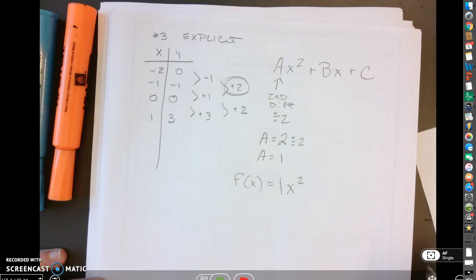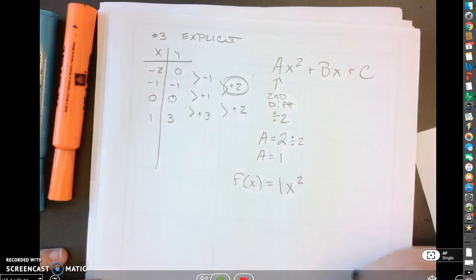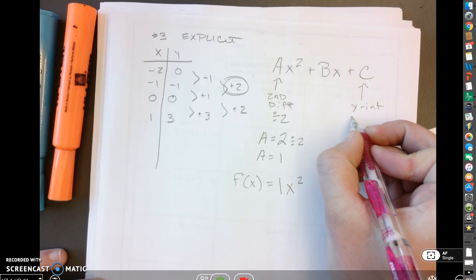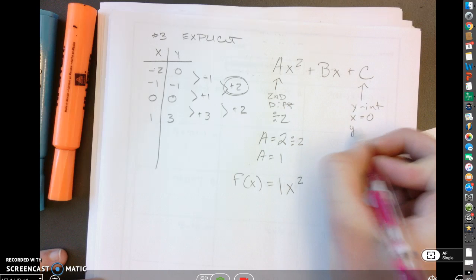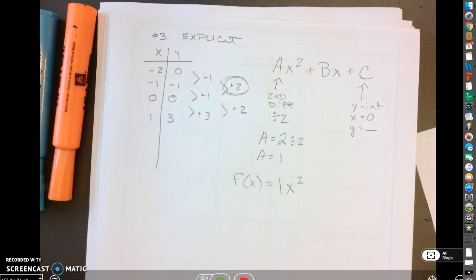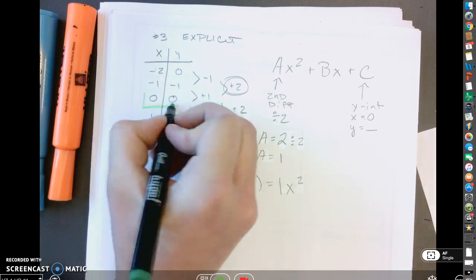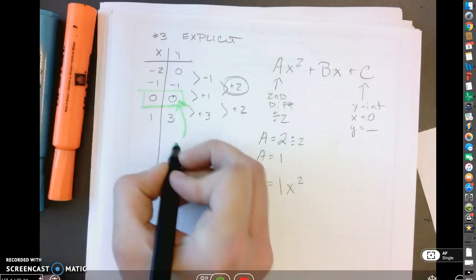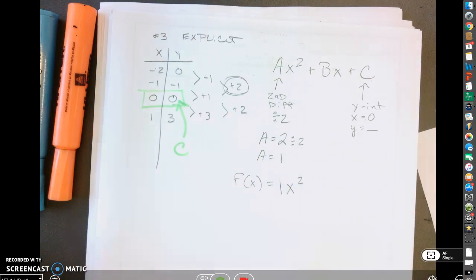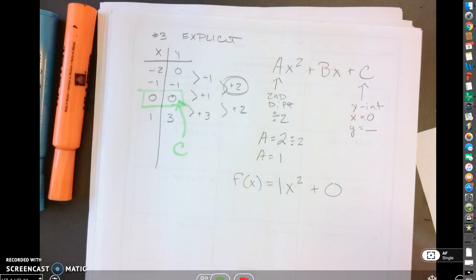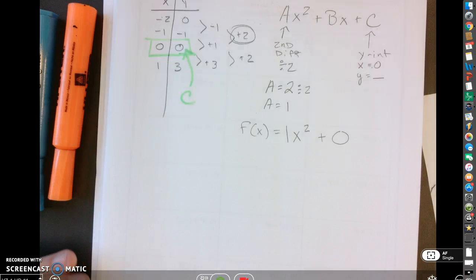That's what I know so far. I skip over the b because I don't know about that yet. Then I go straight to the c, which is your y-intercept. Okay, it is your y value when x equals 0. So go find in your table, when does x equal 0? Oh, look, that's right here. X equals 0, so our y value is 0. So this is our c. Okay, so I say 1x squared plus 0. That's my equation. Now I've got to see if I'm right, or do I have to adjust it?